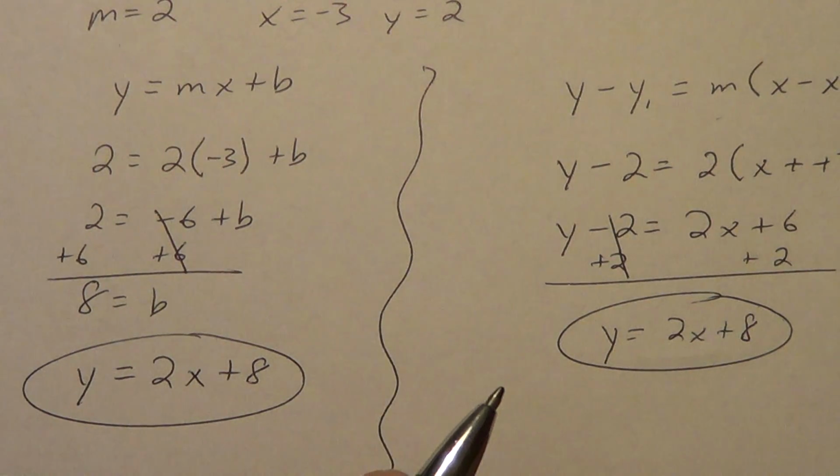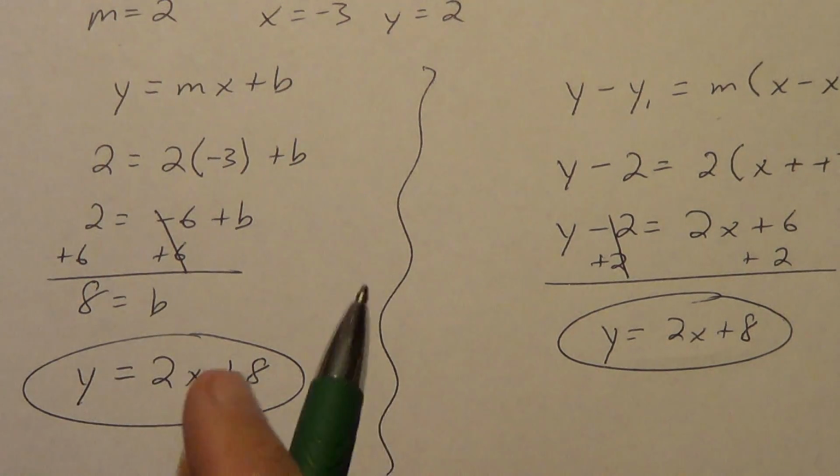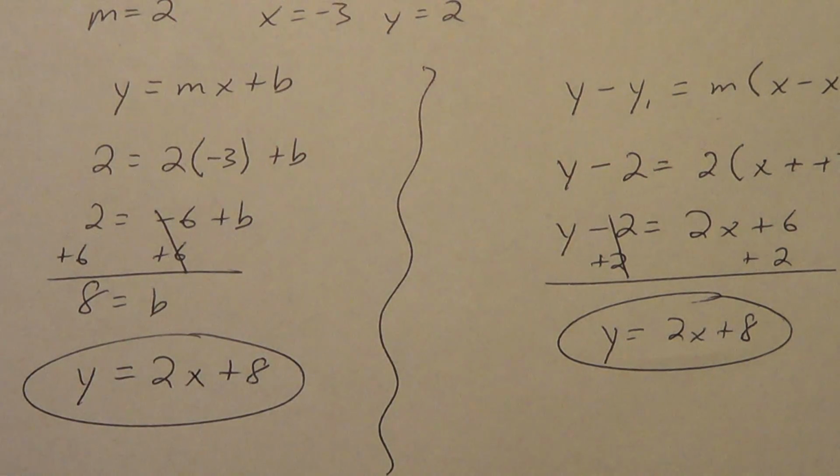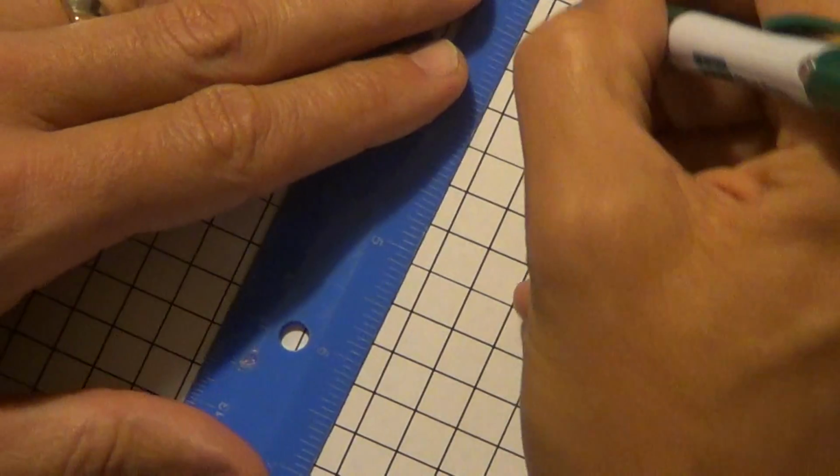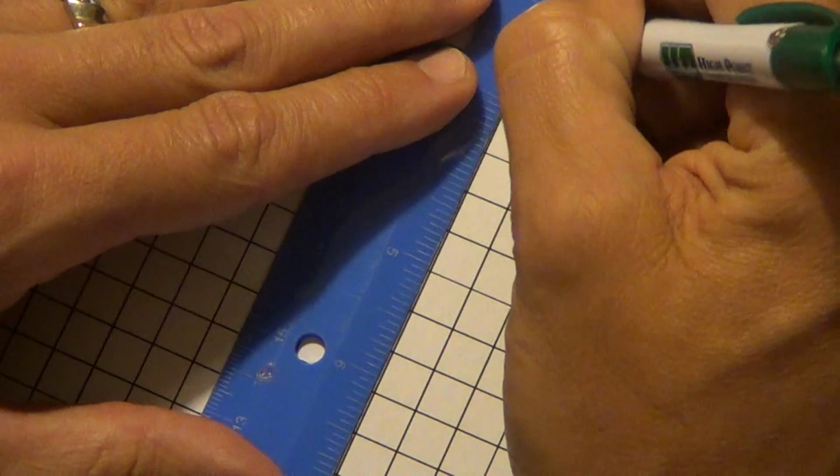Alright, well, let's graph that. Remember, this lesson was about writing and graphing equations of lines. So we're going to graph both of these lines and see if they actually are parallel. We've got y equals 2x plus 7, and we have y equals 2x plus 8. I've got graph paper here, and I'm going to darken up a little bit of this to show my x and y axis.